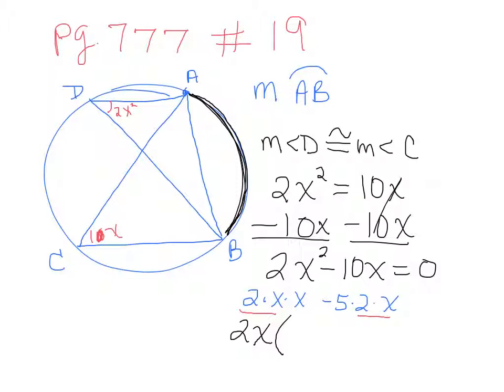And now 2x times what gives you 2x squared? Well, what is left out, which is x. And then 2x times what gives you negative 10x? Well, what is left out, which is negative 5. And that is equal to 0.